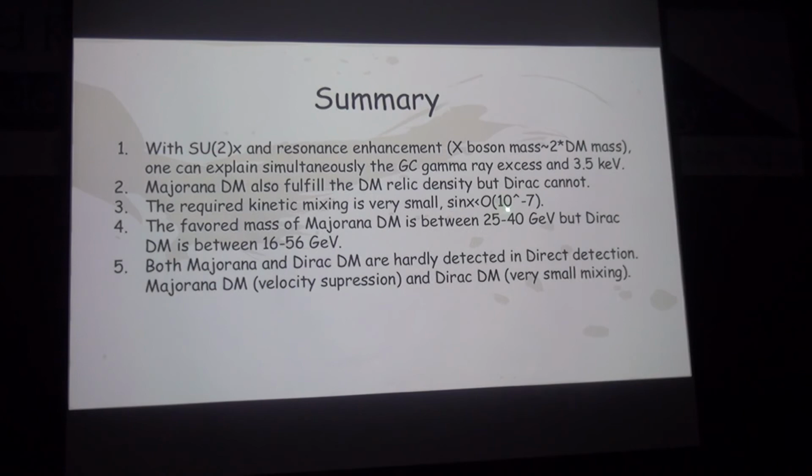Both Majorana and Dirac dark matter can hardly be detected in direct detection. The Majorana case is velocity suppressed, so you cannot detect it in direct detection. And for the Dirac dark matter, because the mixing is very small, it is very hard to detect in direct detection. Okay.